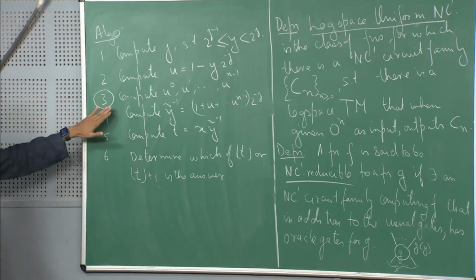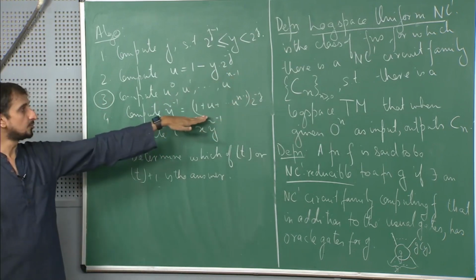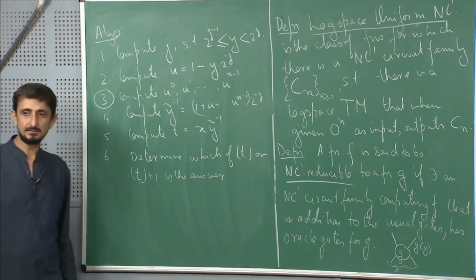Okay. So this is the only step where we need oracle gates for powering, because we don't know how to do powering yet, and the rest of it is in NC1.